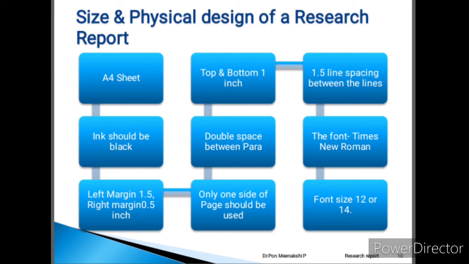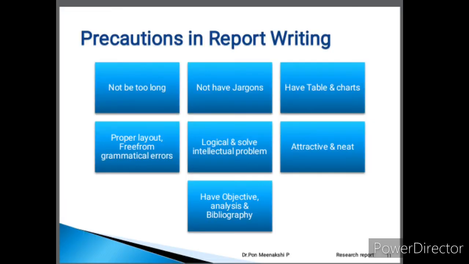The next topic is about precautions in report writing. Before finalizing a research report, you have to take some precautions. It should not be too long. Ma'am, shall we keep 200 pages as a research report? Shall we keep 500 pages? It should not be too long. You should not use any jargon or difficult words. For easy understanding, tables and charts are necessary. It must be free from grammatical errors. The purpose is that it must solve some problem, as I said in the first video. It benefits society. It solves some intellectual problem. It must be attractive, neat, and it must have objective analysis and a bibliography. These are the basic things required. These are the precautions while writing a report. I hope you all understand the precautions of report writing.